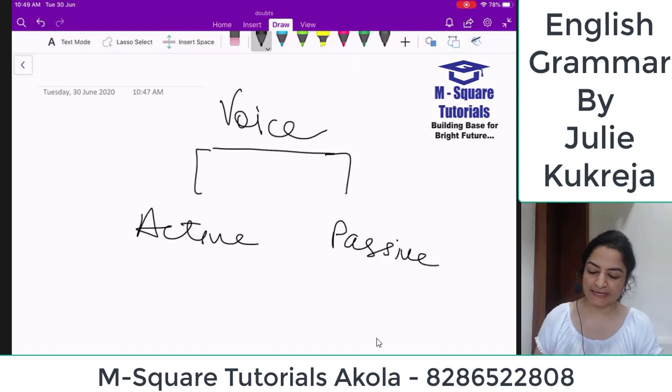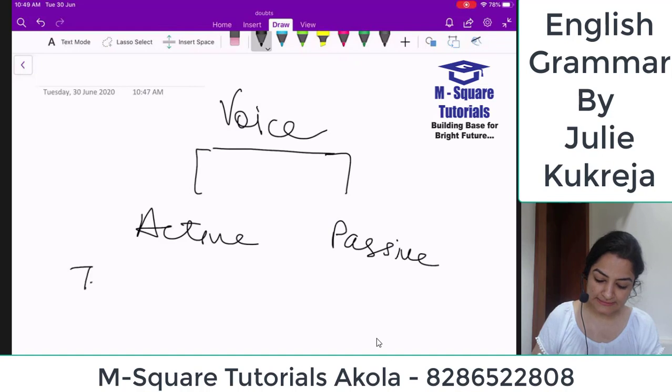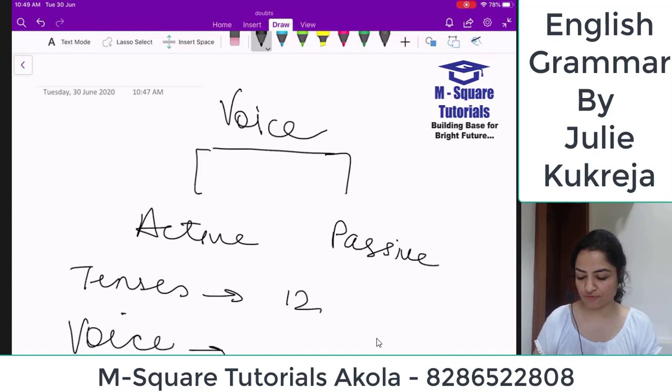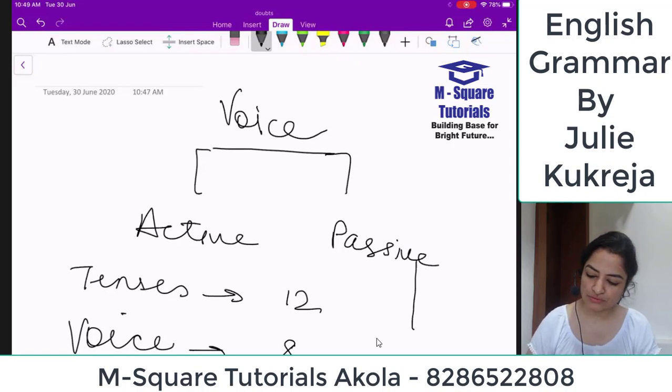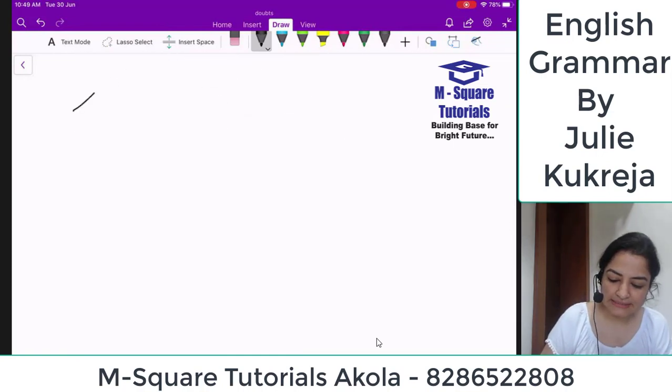Okay, so we'll be learning. How many tenses are there? There are actually 12 tenses. But the voice can be changed or transformed only of 8 tenses. So here we'll be learning how to change the voice. Let's start with simple present tense.